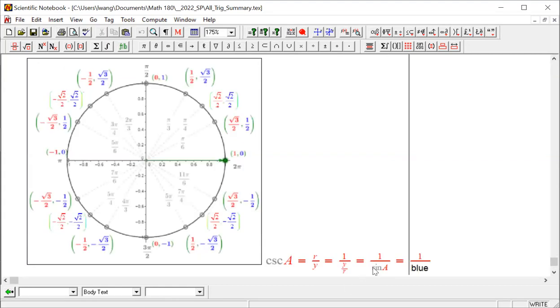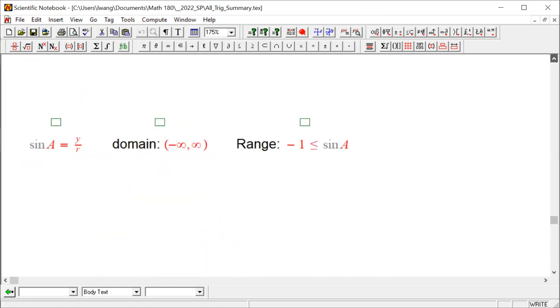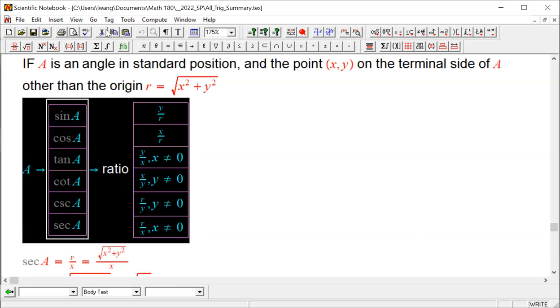Because sine is a blue number, right? Sine is a blue number. And if you see the definition, let me bring the definition to us. I'll try to give you a thorough explanation.